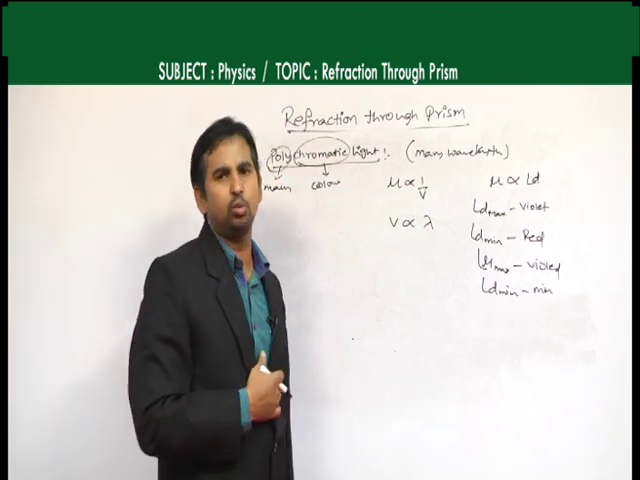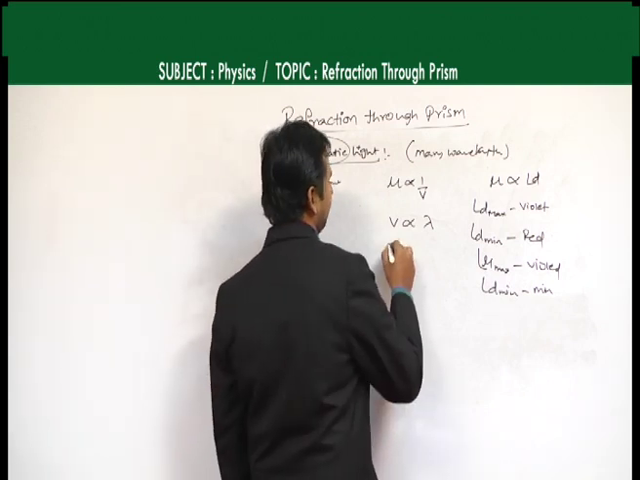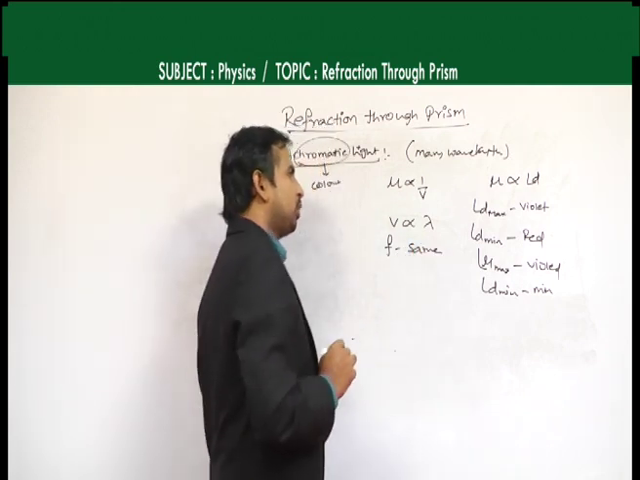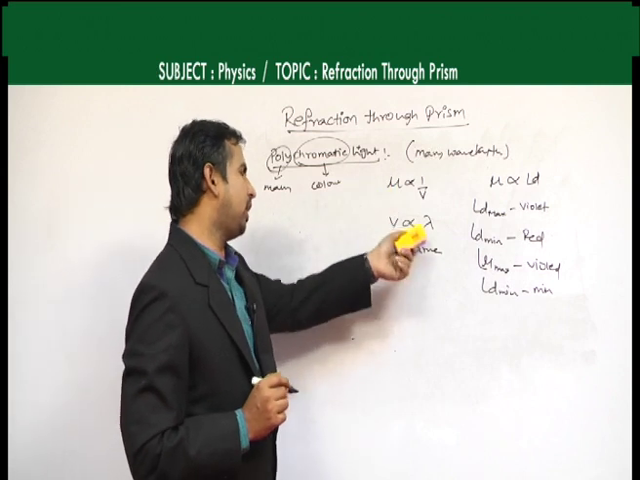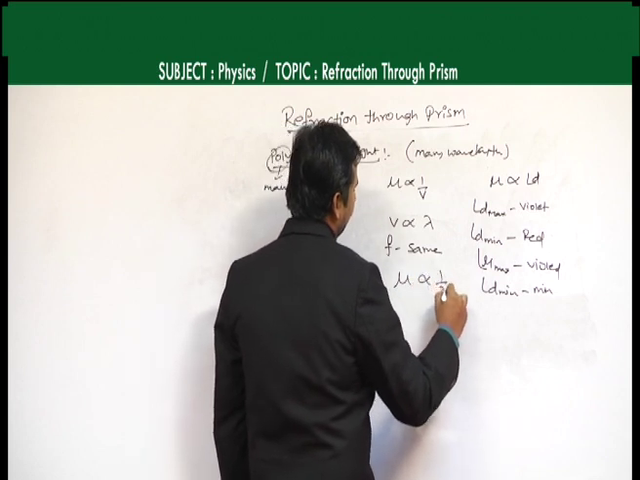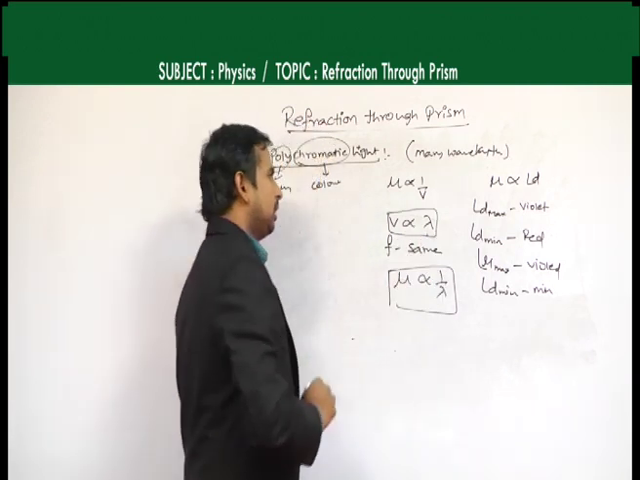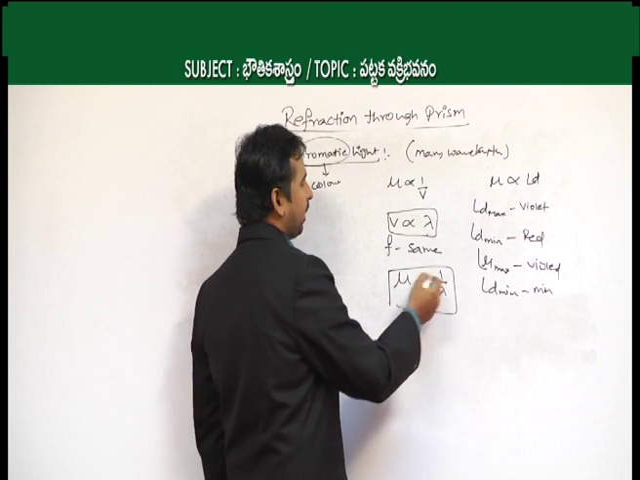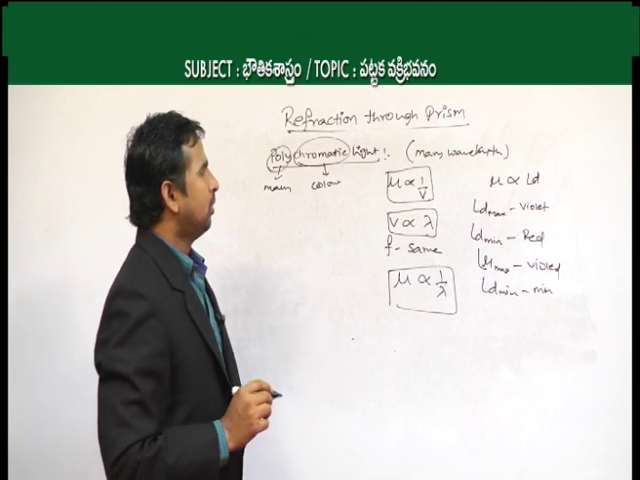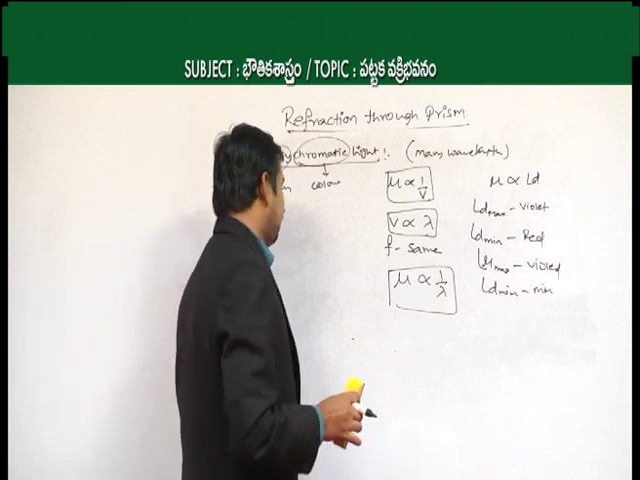When you are going from one medium to another medium, the frequency never changes; frequency always remains the same. As v is directly proportional to lambda, how are refractive index and lambda related? Mu is inversely proportional to the wavelength. So from the refractive index cases, the velocity is directly proportional to lambda, refractive index is inversely proportional to lambda, refractive index is inversely proportional to the speed of light, and refractive index is directly proportional to the angle of deviation we have.